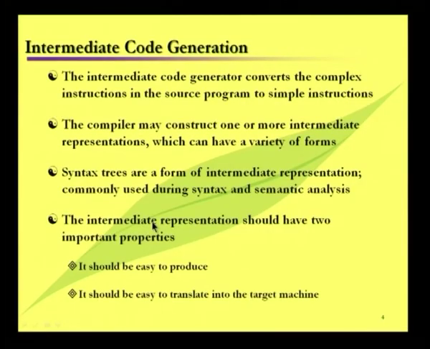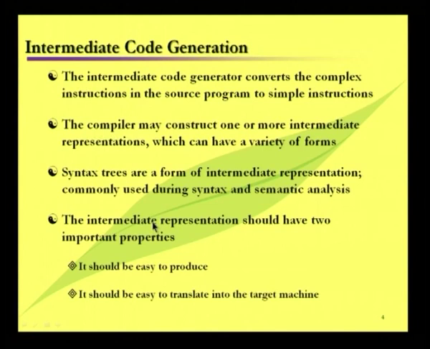The conditions for an intermediate language are, first, it should be easy to produce, and then it should be easy to translate into the target program. We have two ends, the front end and the back end. The front end produces the intermediate language and the back end consumes it. The front end should find it very easy to translate the program into the intermediate language, and the back end should find it very easy to translate the intermediate language into the target program.